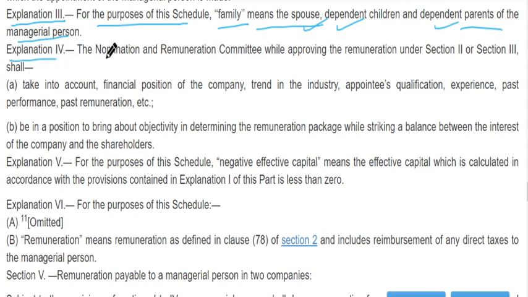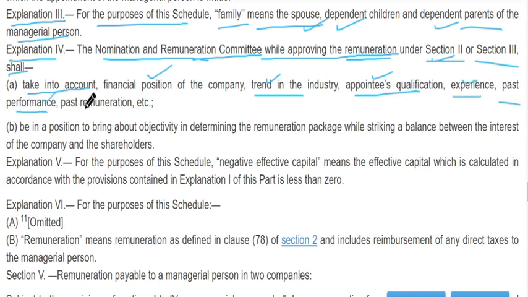Explanation 4. The nomination and remuneration committee, while approving the remuneration under section 2 or section 3, shall take into account the financial position of the company, trend in the industry, appointee's qualification, experience, past performance, past remuneration, etc., and shall be in a position to bring about objectivity in determining the remuneration package while striking a balance between the interest of the company and the shareholders.